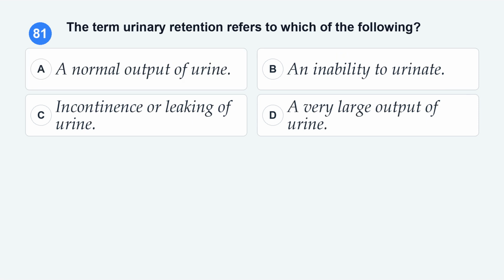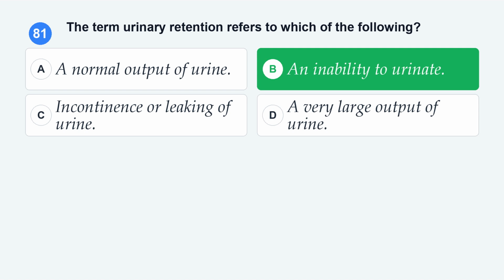Question 81. The term urinary retention refers to which of the following? Option A. A normal output of urine. Option B. An inability to urinate. Option C. Incontinence or leaking of urine. Option D. A very large output of urine.